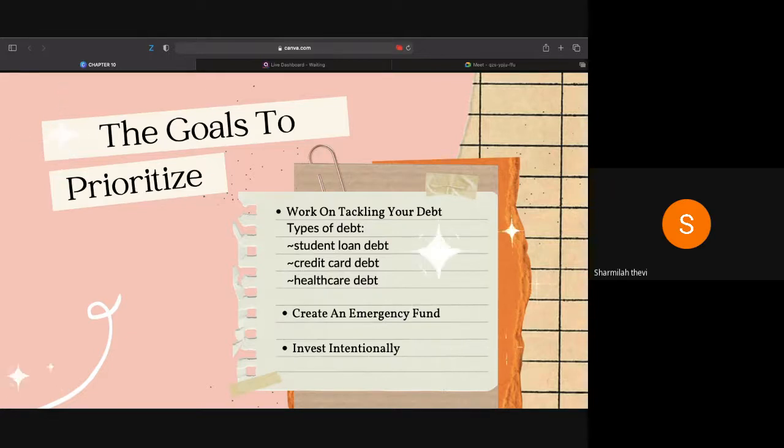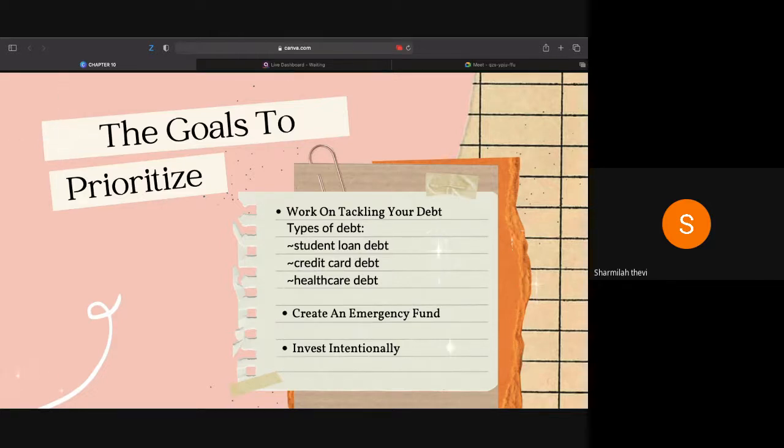The last thing we are going to see is invest intentionally. This is another important short-term financial step that will pay dividends in the long run: to be intentional about investing. If you don't invest already, you should start. And if you do, you want to make sure that you are doing it in a way that fits your financial goals and needs, and will benefit you in the long run.